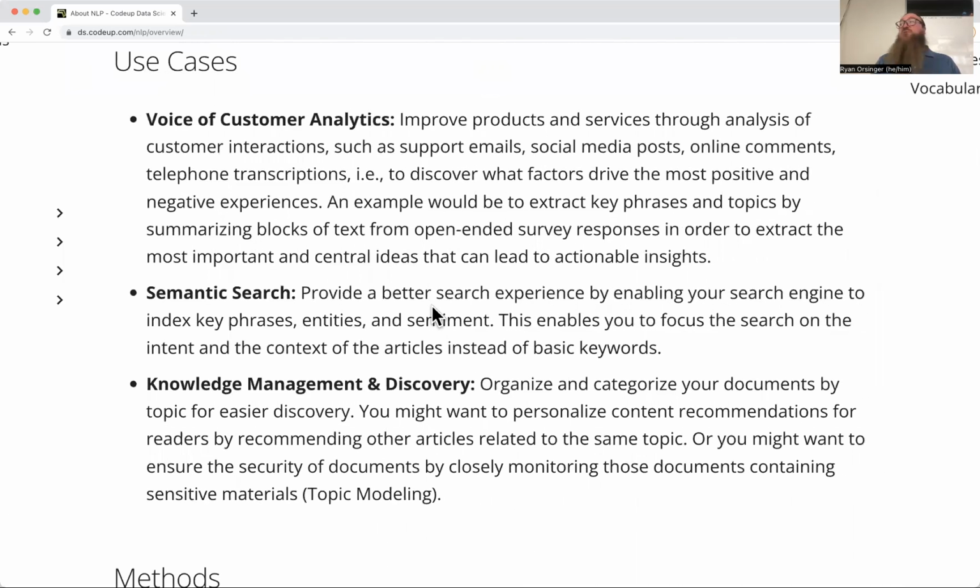Y'all have all seen plenty of use cases of NLP. Autocorrect, right? Spell check are good old fashioned. I mean, those are 40, 35-year-old NLP projects.